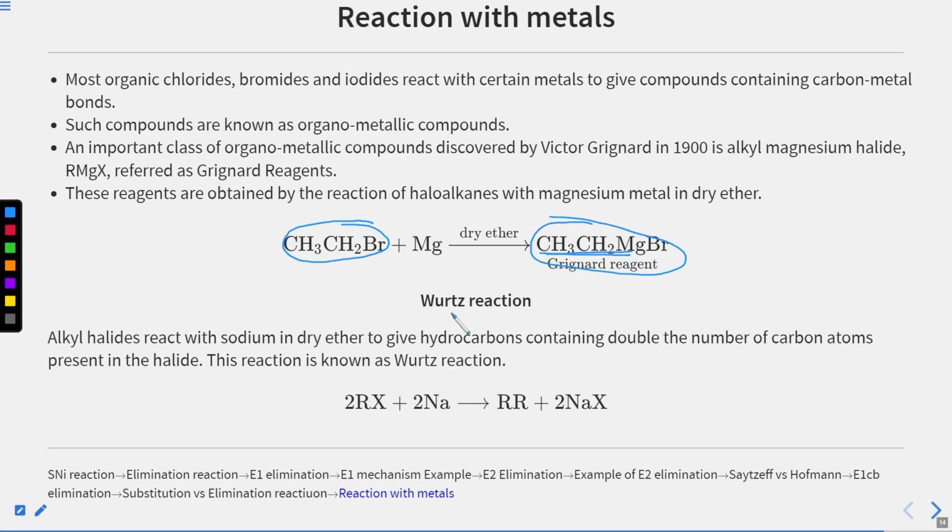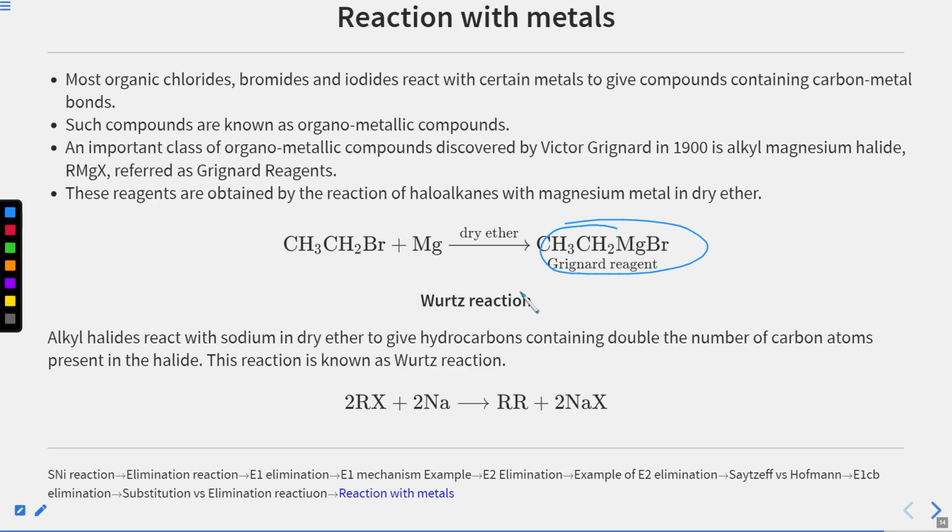Okay. So what do we do? We take alkyl halide, treat it with Mg, and then we see a metal insertion has been done here. So this Mg has been inserted between CH2 and Br. Now such compounds are known as organometallic compounds because they contain both carbon, which is for organic, and metal, which is for metallic. So an important class of these organometallic compounds is this Grignard reagent.